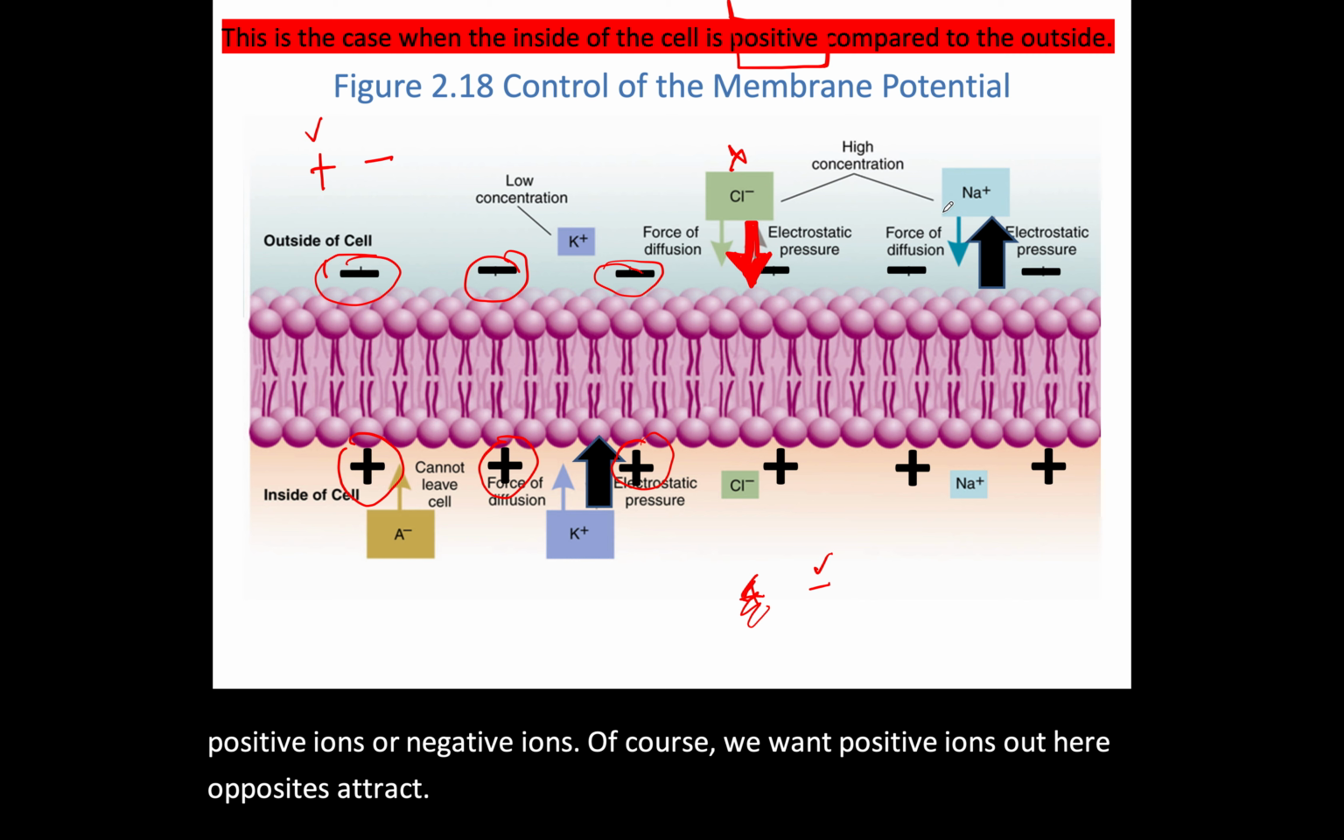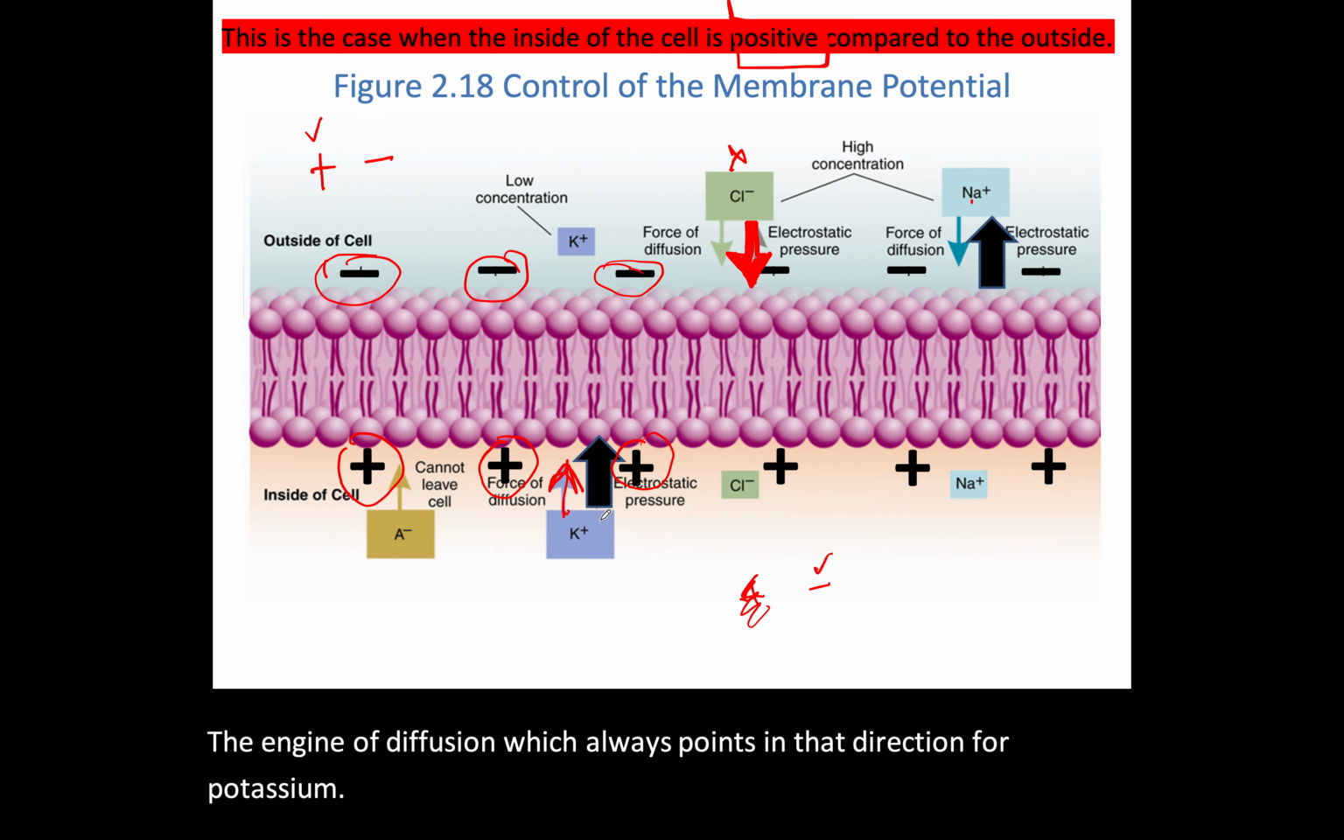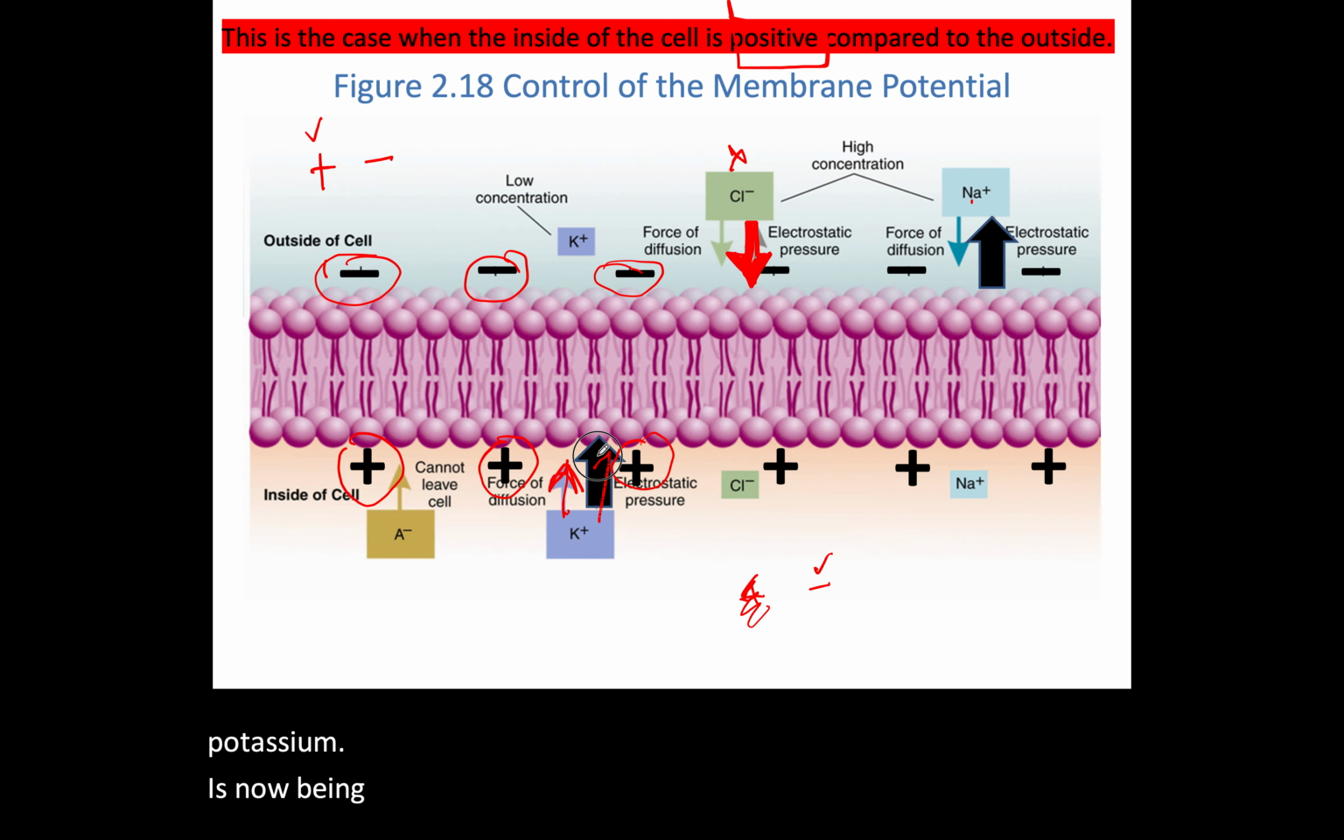So let's look at what happened. The arrows for the EP direction have flipped. They flipped. Now, sodium has the two forces opposed. And look at potassium. Now potassium has both forces aligned. The engine of diffusion, which always points in that direction for potassium, is now being helped by wind, if you will.